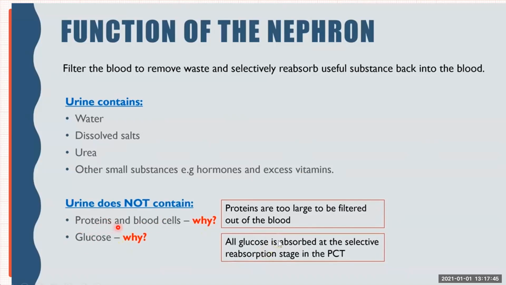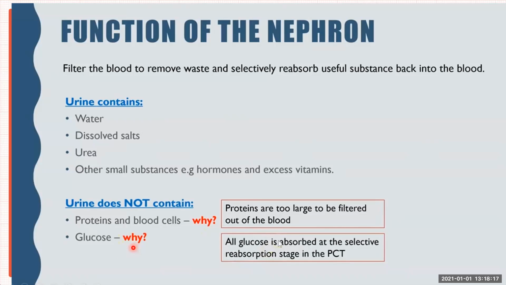The reason being, proteins and blood cells are way too big, so they cannot be filtered out of the blood, right? And all of the glucose is reabsorbed in the proximal convoluted tubule, so you will not be able to see any glucose in the urine, right? So it might contain every other thing, water, dissolved salts, urea, but it will not contain any protein and blood cells because of the size. And it would not contain any glucose because 100% of the glucose is reabsorbed in the proximal convoluted tubule.